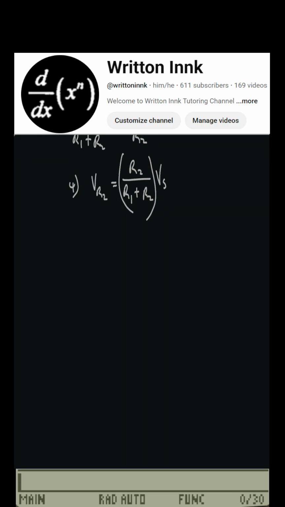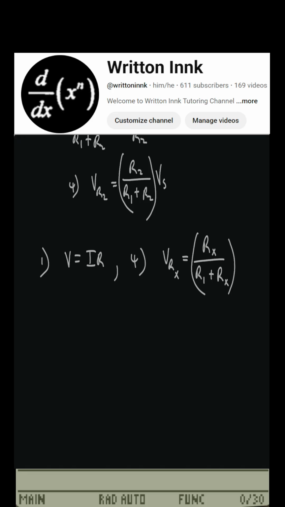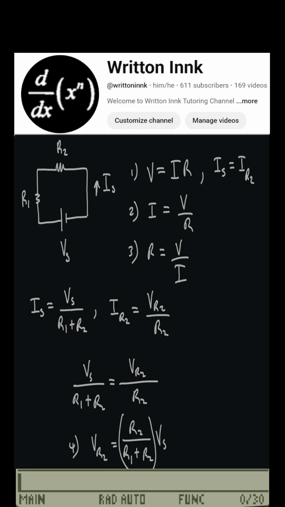So my 4 equations are: 1, from Ohm's law, V is equal to I times R. The two most important equations, I should say, are equation 1, which is V equals I times R, and equation 4, which gives the voltage across a resistor. We're going to just say V Rx is equal to Rx divided by R1 plus Rx times the voltage source. So those are the two main equations that I could use to evaluate the circuit.